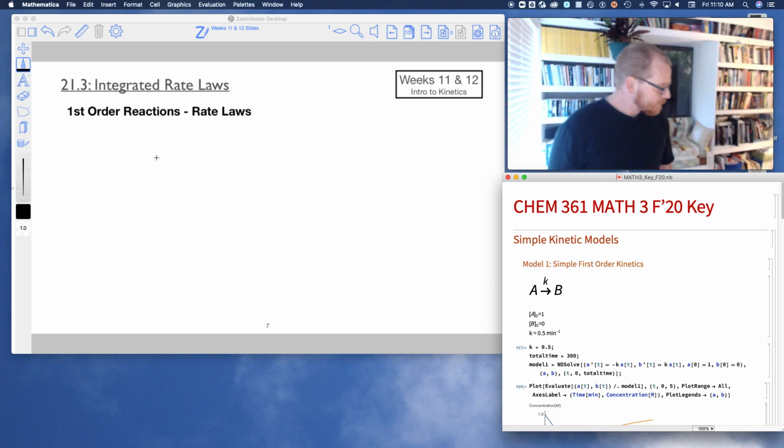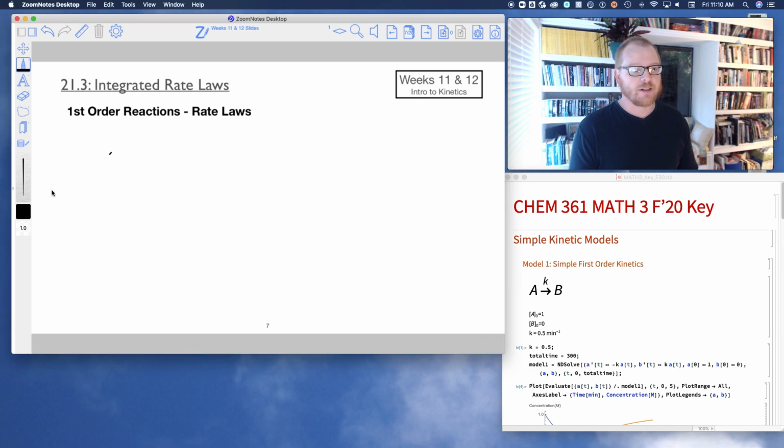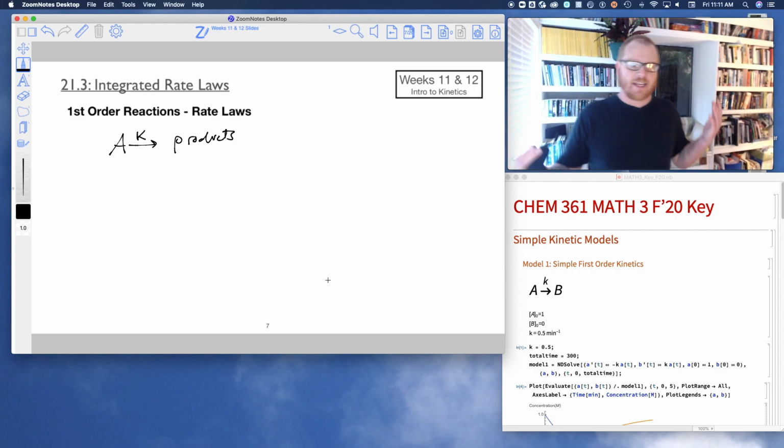So first order reaction. In a first order reaction, what we need to assume here for now is we're not really calling this a mechanism. We're not really calling this a total step. We can just think of this as a very simple elementary step, a fundamental step, okay? And so for a first order reaction, we could say that A goes to products at rate constant K. Okay, so you can see here on my Mathematica model, I just said A goes to B with rate constant K. Same thing as just saying A goes to products.